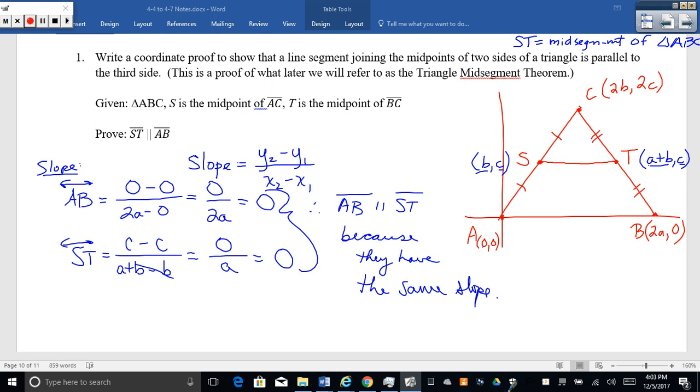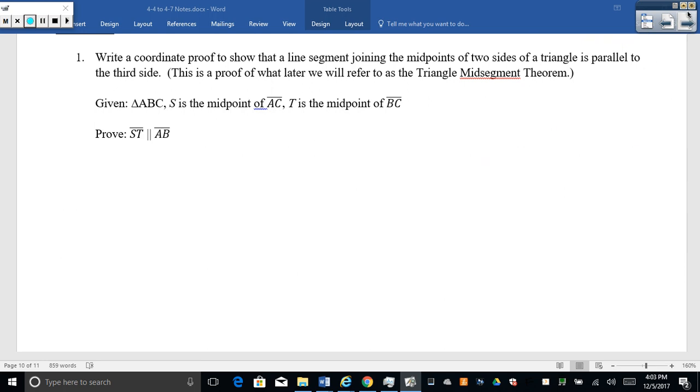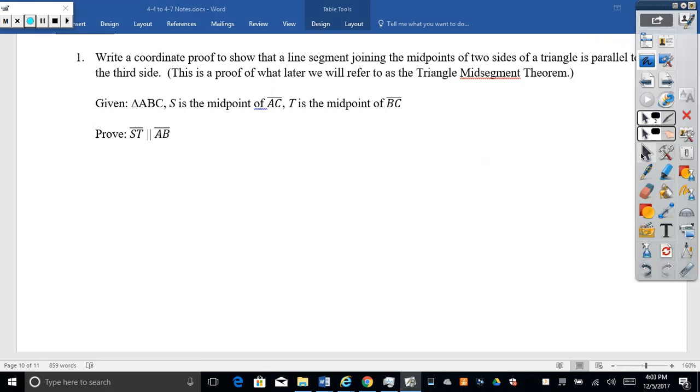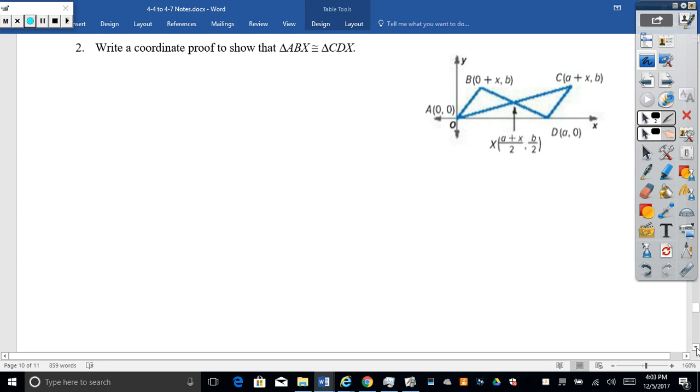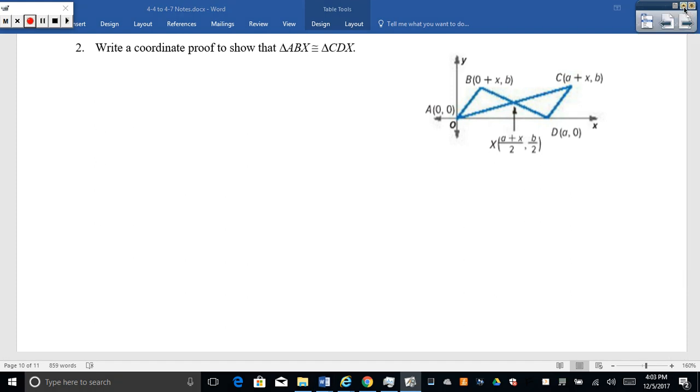So there is one last proof. I know that's kind of a lot. There is one last proof that I would like to do with you just to make sure we've got this down. So let's go down to the second proof down here, and let's take a look at what we have. All right, so on this last proof that I wanted to look at with you guys, it says here that we want to write a proof to show that the triangles are congruent.